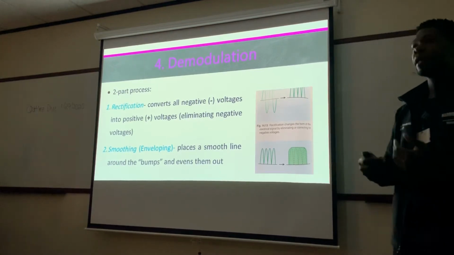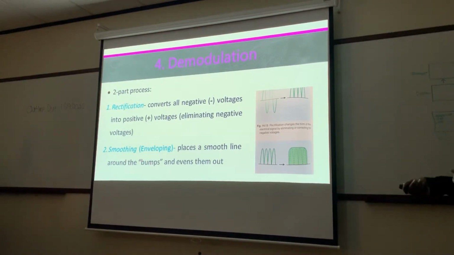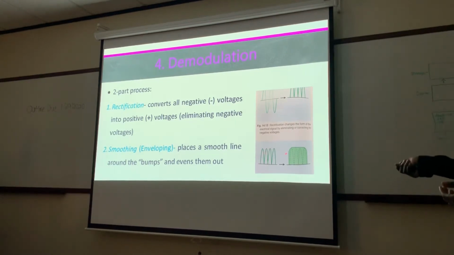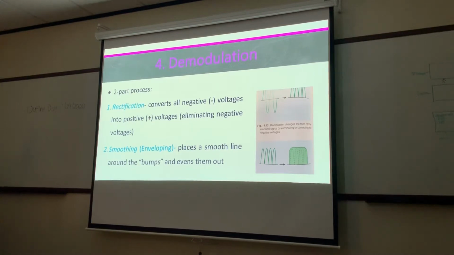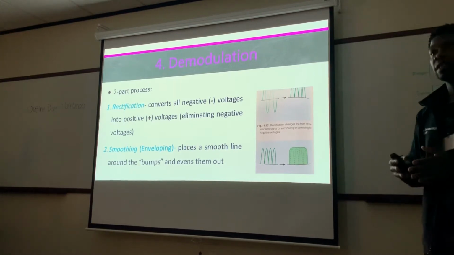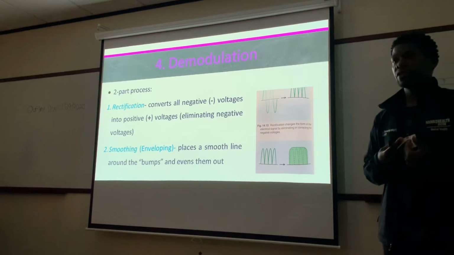So the second part of demodulation is called smoothing or enveloping. That's going to basically place a smooth line around those bumps like this here, so we get some kind of consistency in our signal. Again, we don't even notice a change in this. This automatically happens within the receiver. So demodulation, remember, is the only receiver function that we cannot control.